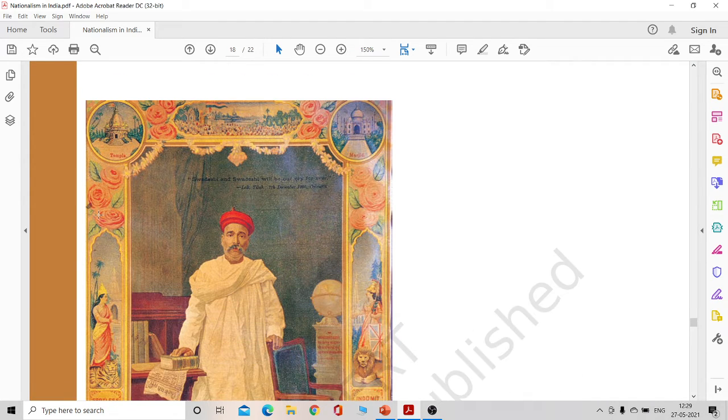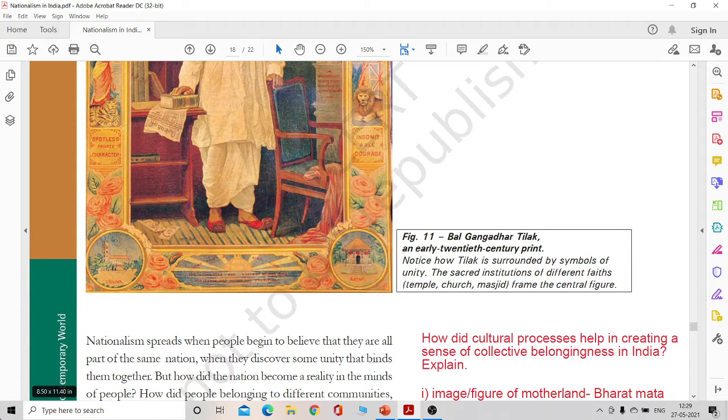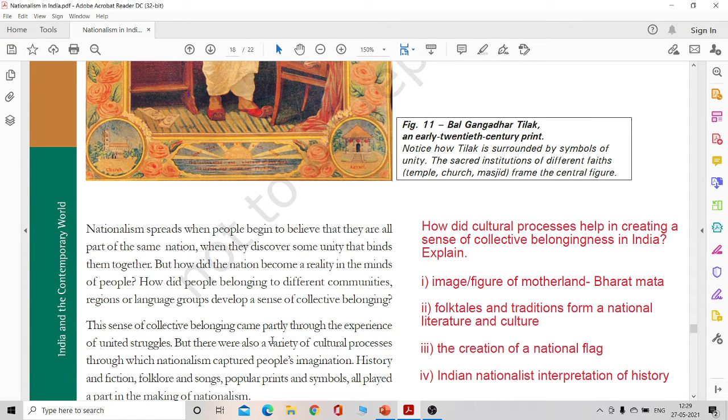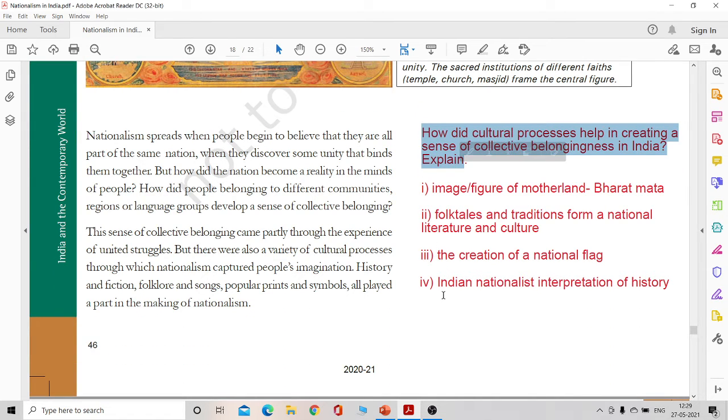Now we look at the national movement per se, or nationalism, right? So a very important question that is asked, a 5-marker question, is: how did cultural processes help in creating a sense of collective belongingness in India? So here you have to mention 4 key subheadings and then elaborate each one of them. One is the image of Bharat Mata, right?